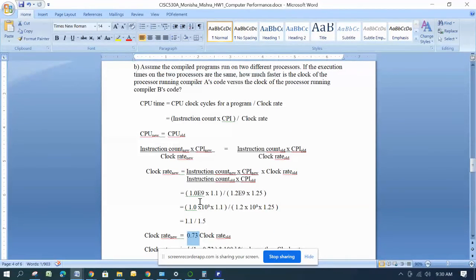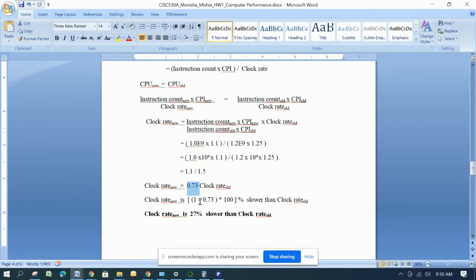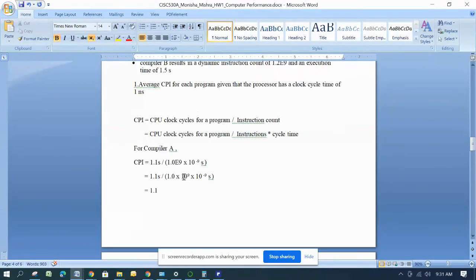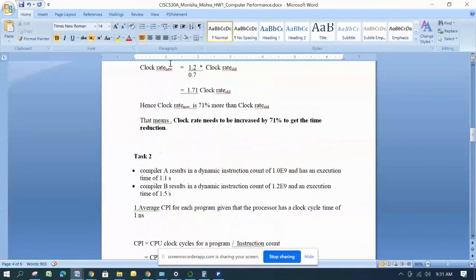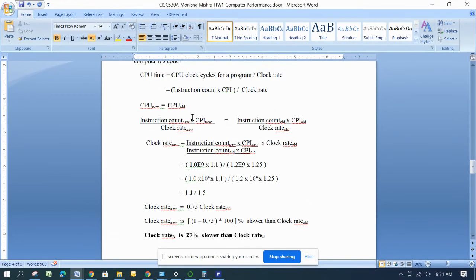That means processor compiler A's clock rate is 27% slower than compiler B's clock rate. This I'll put as A, this I'll put as B. Sorry, because I used it from this for naming, so I didn't change it. Really sorry for that. Let me just change it.